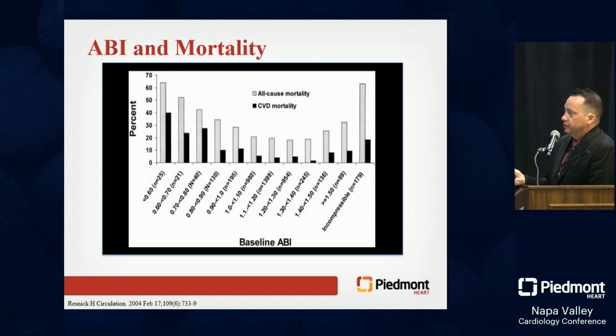As you get more severe in the ABI, you get worse. As you get higher here, these are our patients with diabetes and end-stage renal disease that have calcification of their infrapopliteal vessels, so you can't compress their arteries, and so they get falsely elevated ABI. Once you get above a certain level, they have a very marked increase in cardiovascular and all-cause mortality as well. So remember, this U-shaped curve is critical.